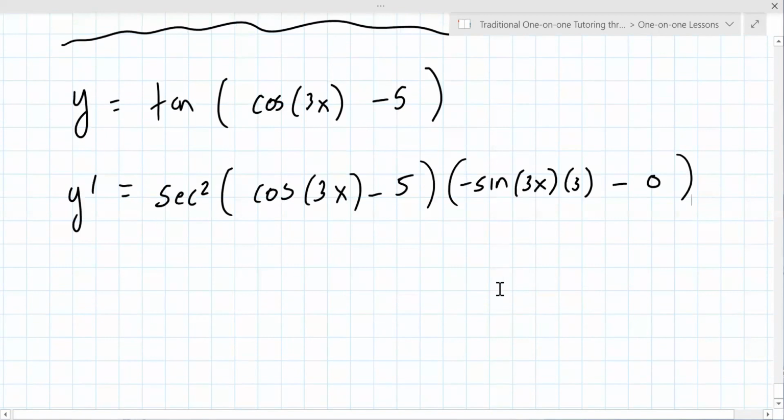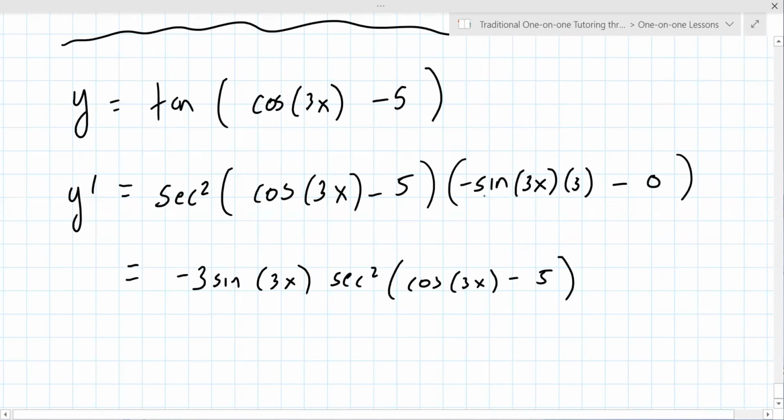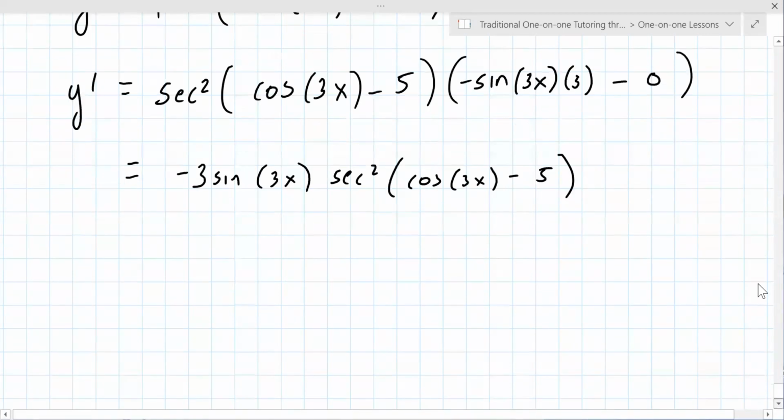So then you would just stop it at the 3. But if this were in a textbook, you would see the following most likely: negative 3 sine 3x secant squared cosine 3x minus 5. The constant would be out in front. But for the purposes of this, you would just leave it as the one above. Okay. Yes. All right.